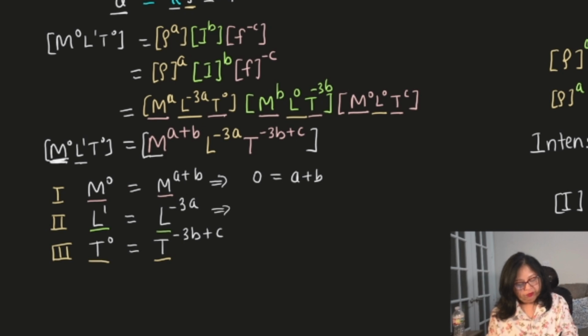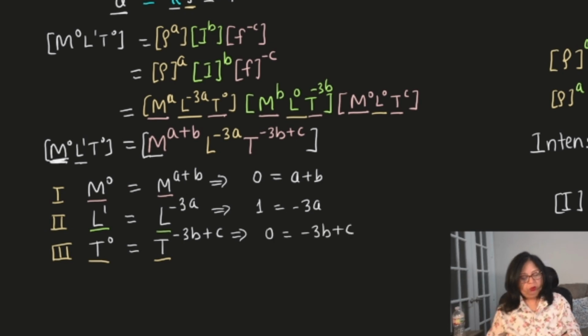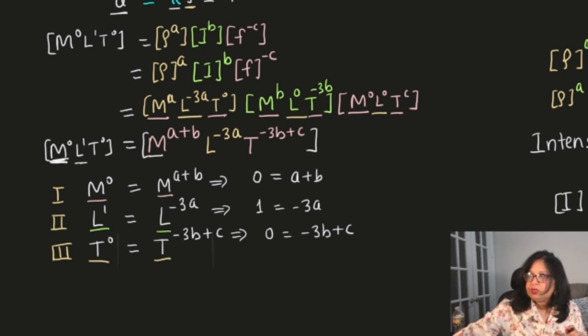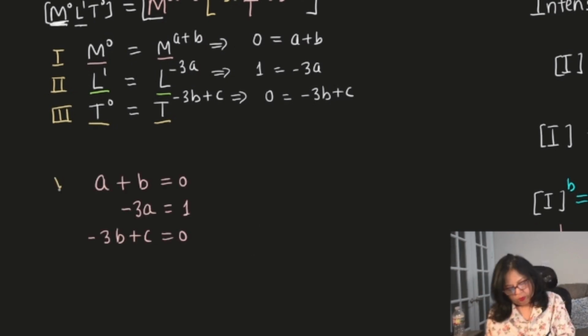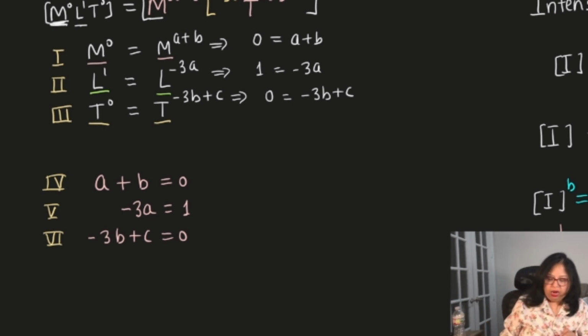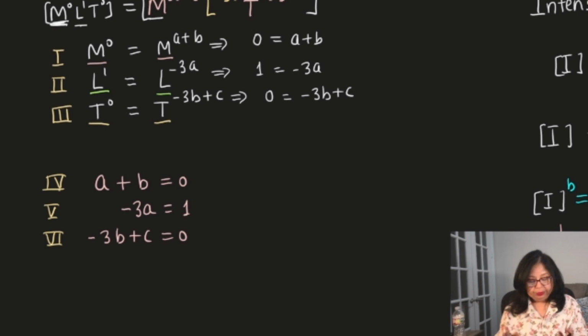Equation 2 gives you 1 equals minus 3A. Equation 3 gives you 0 equals minus 3B plus C. So from this, let me rewrite these real quick for you. Alright, so here I have rewritten these equations and I have also swapped the left and right hand side of the equation. I need to solve for each of these exponents, which are A, B, and C.